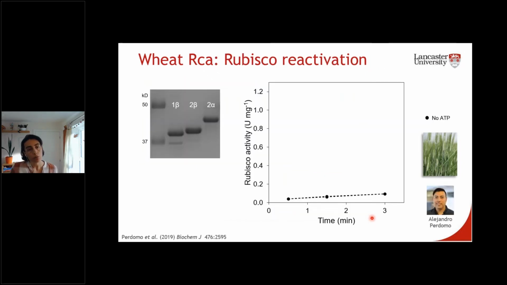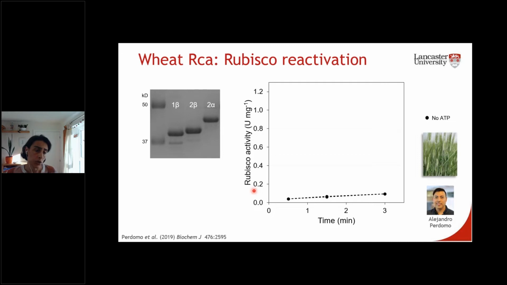Now, Alejandro Perdomo, a postdoc in the lab, was interested in understanding the properties of these Rubisco activase isoforms. So we have 3 protein isoforms for Rubisco activase in the leaves of wheat. If we want to characterize their properties independently, we can't just extract them from the leaf, because we will have a mixture of all of those three isoforms. So he expressed each of the isoforms independently in E. coli and then purified them, and so looked at their properties independently in vitro.